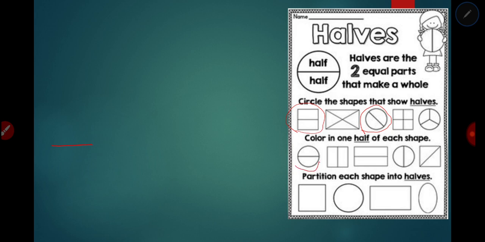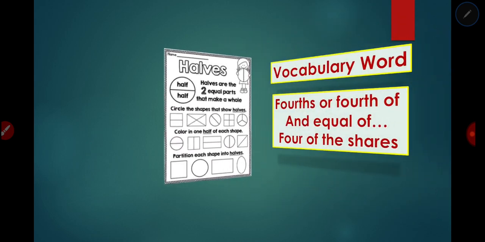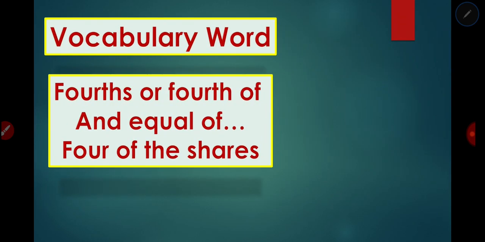Down here, these are halves, this one and this one. Okay? And how are you going to partition it? Easy. Just do like this, or like this, or like this. Understood? Okay, very good.